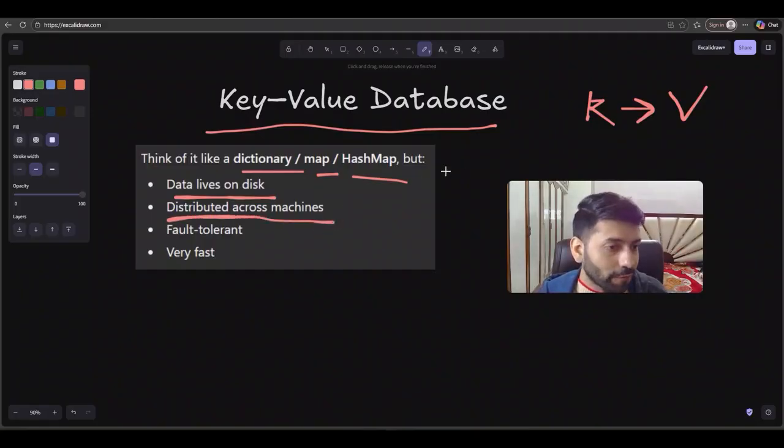But here when we talk about key value database, the data lives on disk and it is distributed across machines. So it is not like if your machine goes down, all the data is gone, correct? Because when we talk about hash map or dictionary, when your process is killed, that data is also gone, correct? But key value database is distributed across machines. It is also fault tolerant and very fast.